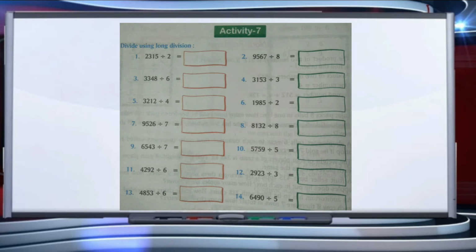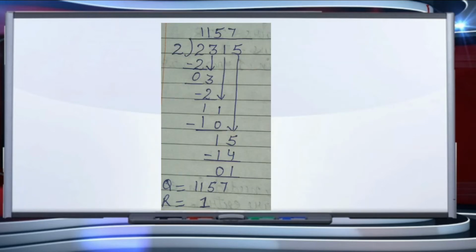2315 divided by 2. First of all we will write 2315 inside the bracket, that is the dividend, and 2 as the divisor outside the bracket. Now the first step is that we have to check the first number, that is the thousands place, whether it is greater than, less than, or equal to the divisor. In this case it is equal to the divisor, that is 2 and 2.